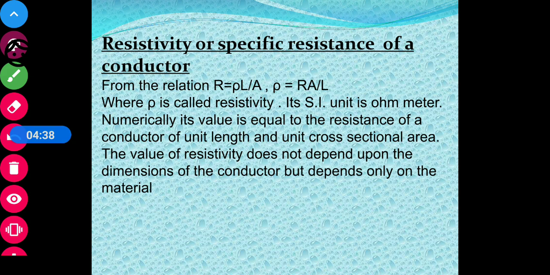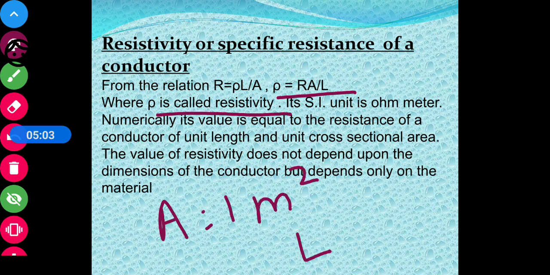Now, resistivity, or specific resistivity or specific resistance of a conductor. As we know, R is equal to rho L upon A. So from here we can say that rho is equal to RA upon L. Here rho is called the resistivity or the specific resistance. Now from this expression, if we take A equal to 1 meter square, and the length of the conductor 1 meter, then rho is equal to R.